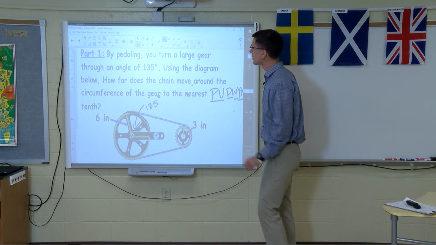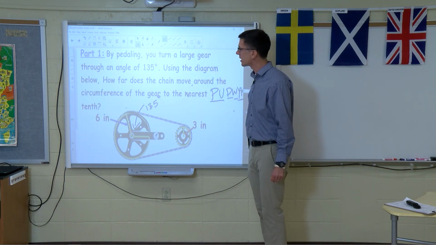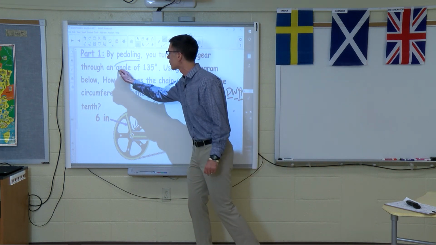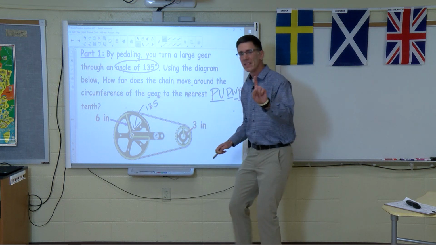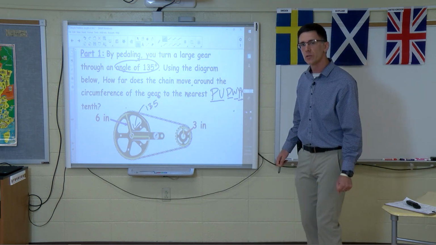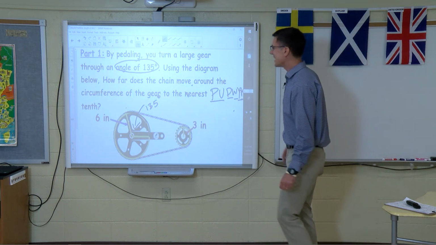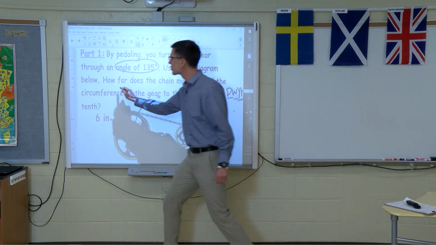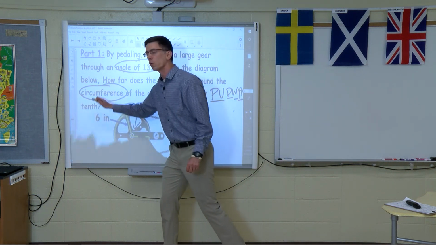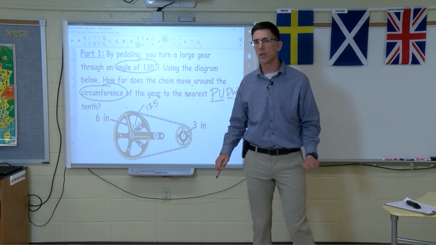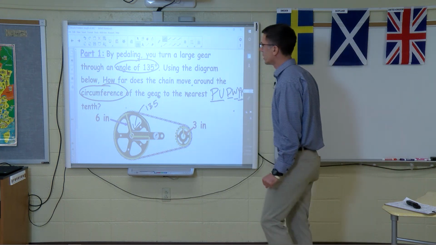So, there's two main things that I want us to pull from this problem that we know. The first thing is that we are turning the large gear through an angle of 135 degrees. Let's hang on to that. That's going to be the first thing that we're going to look at in just a moment. And the second thing is that the chain is moved around the circumference of the circle. That is the second thing that we're going to look at, that it moves around the circumference.